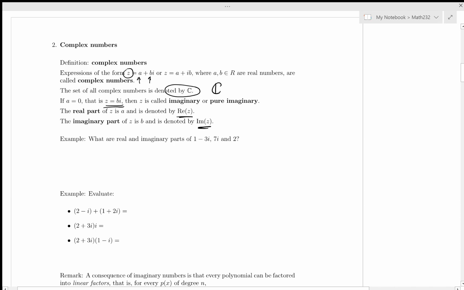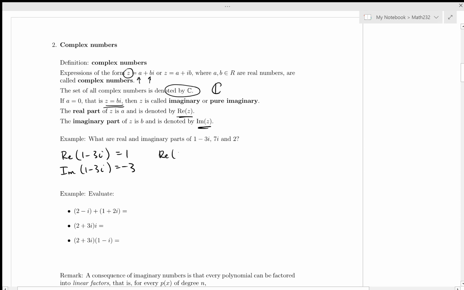Let's just take a few examples, make sure we understand what that means. So we have to take the real part of z, or some number, this one I've got here, 1 minus 3i. Well, the real part of that is 1, and then the imaginary part of that is the minus 3.